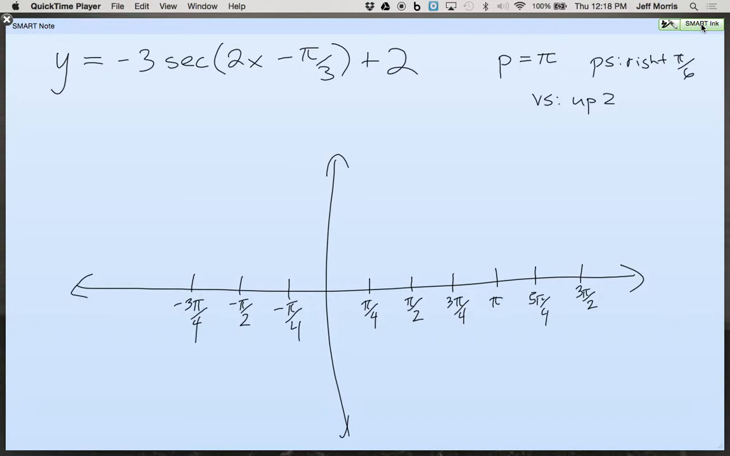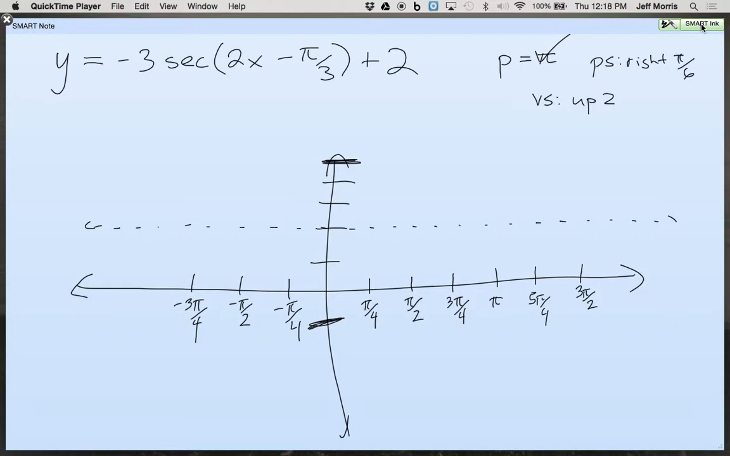All right, got the period down? What's the next thing? Not yet. That's the last thing. Always do phase shift last. New vertical shift up 2. There's my new middle. And then what else should I do with it? Amplitude of what? So up 3 from that middle. There's the top. Down 3 from that middle. There's the bottom. So I know my graph's going to be between that for cosine, but then my secant graph will be at the tops and bottoms, your hats.